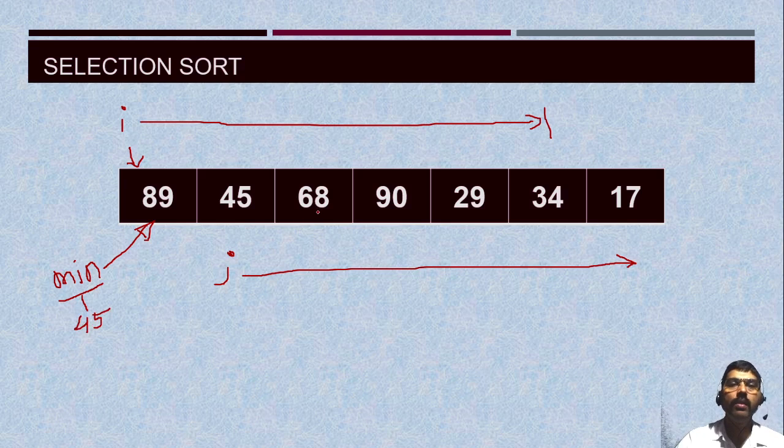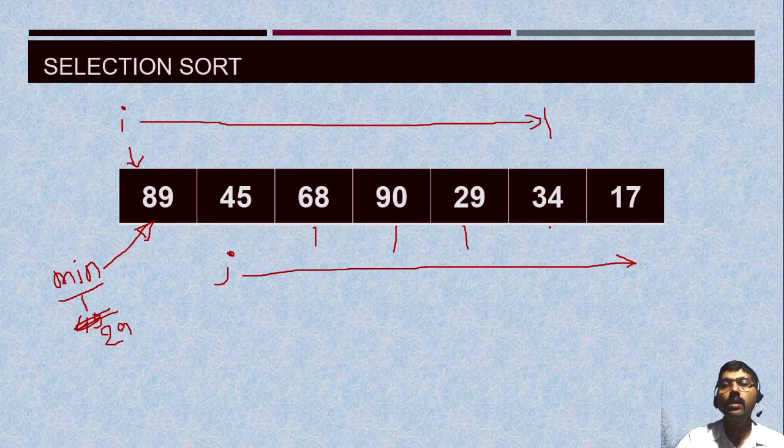Okay. Now it goes to the next line here. J is pointing here. 68 is larger than 45, so there is no swapping. Then it is compared with 90. 90 is again larger than 45, so there is no swapping. Then 29. 29 is smaller than 45, so the minimum is replaced with 29.